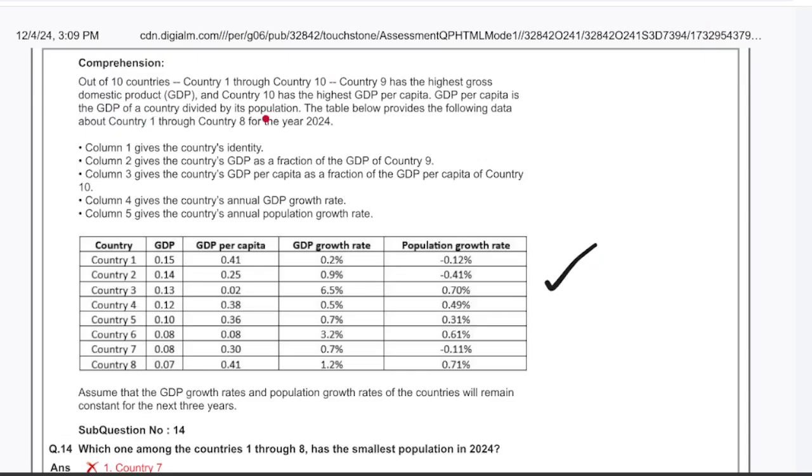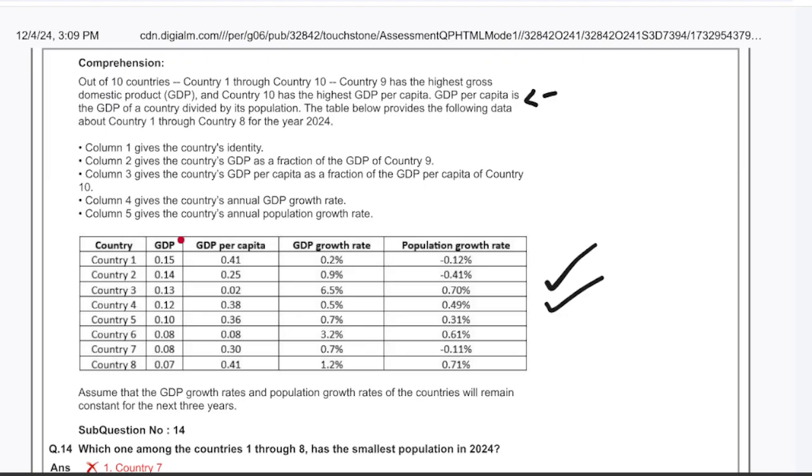Out of 10 countries, country 1 through country 10, country 9 has the highest GDP and country 10 has the highest GDP per capita. Now what is this GDP per capita? They have defined it here. It is the GDP of a country divided by its population. The table shows the data from country 1 through country 8 here in the table below.